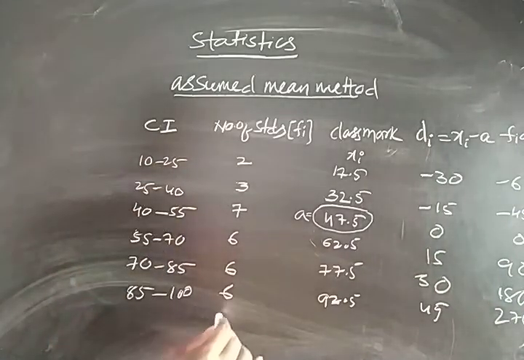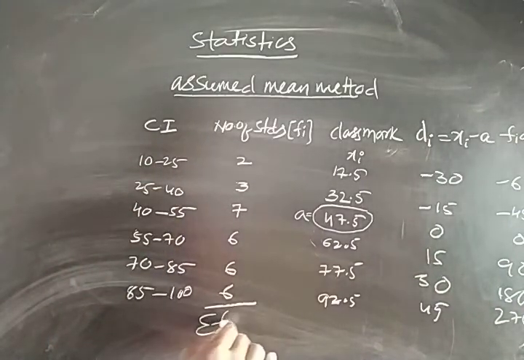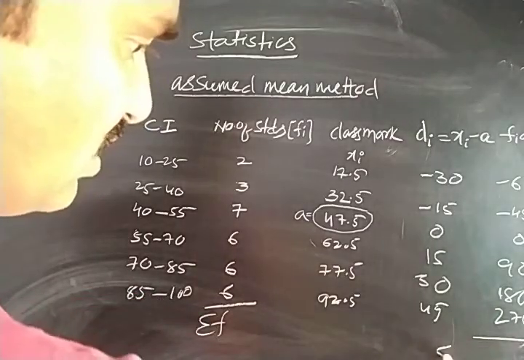After constructing this table, you have to find the summation of F. You have to find the summation of the last column, Fi into Di.